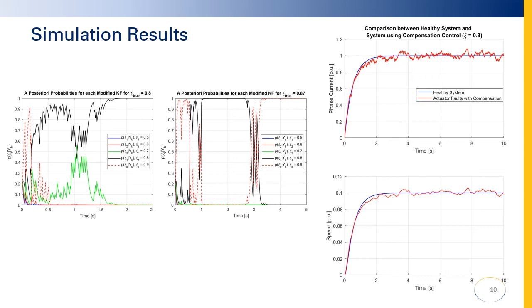The 2 remaining figures, on the right, compare the progression of the states of the healthy system in blue and the states of the system using the proposed compensation control when ThA equals 0.8 in red. Note that despite the actuator failing to apply the input 20% of the time, the system states tend to track the healthy states fairly well when the compensation control is used.